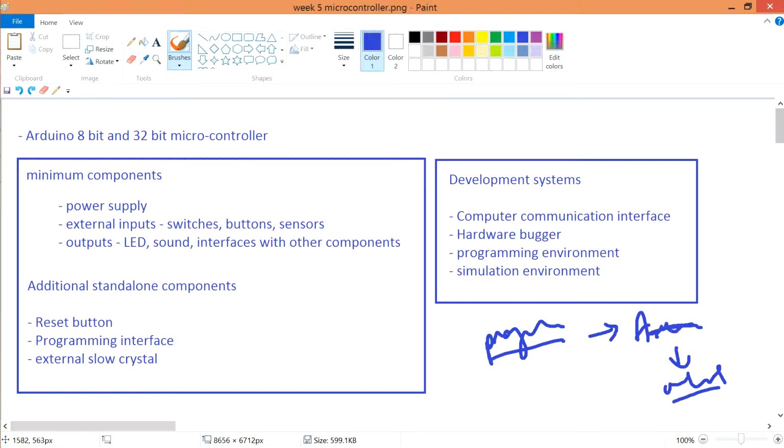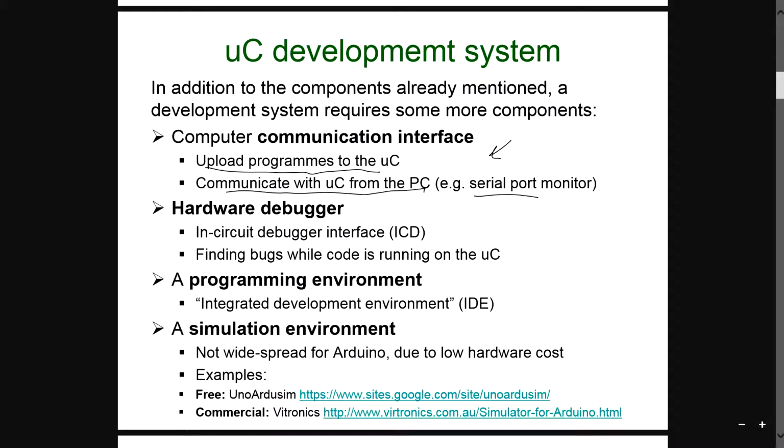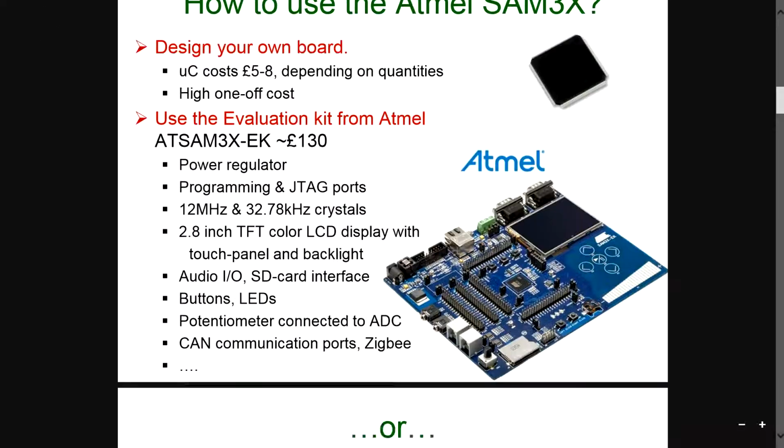However, if you were to program something that is like $1 million, and then suddenly you output the whole thing and it goes haywire, your $1 million is spoiled. Alright, you're going to rebuy everything, $1 million, right? So a simulation environment is something that you need to consider, but for Arduino it's not considered. It's not widespread for Arduino due to low hardware cost. This is the simulation environment. So far so good. And how to use the SAMX, you just go and read it up.